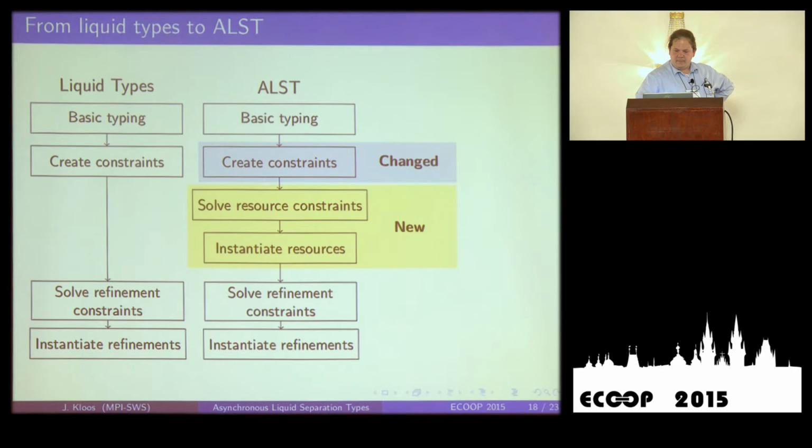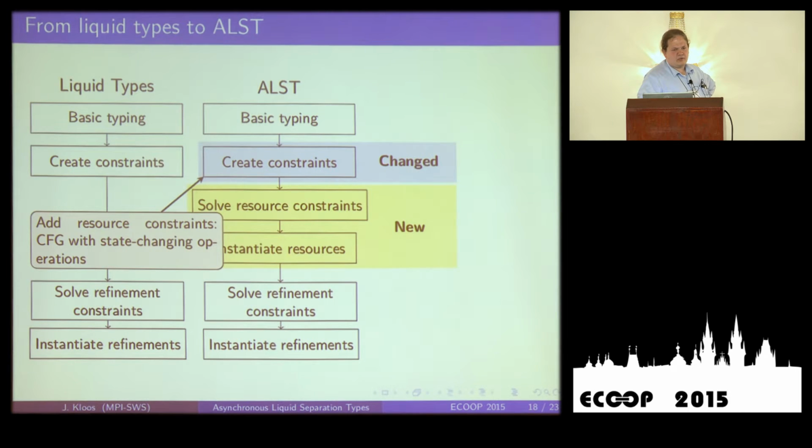So first of all, in this step where we create constraints, we add a new type of constraints that we also generate. It's what we call resource constraints. These describe basically how the pre and post conditions of the different sub-expressions are related. And it can be seen as some kind of control flow graph where the edges are annotated with the operations that change the state of the heap or create and wait for tasks.